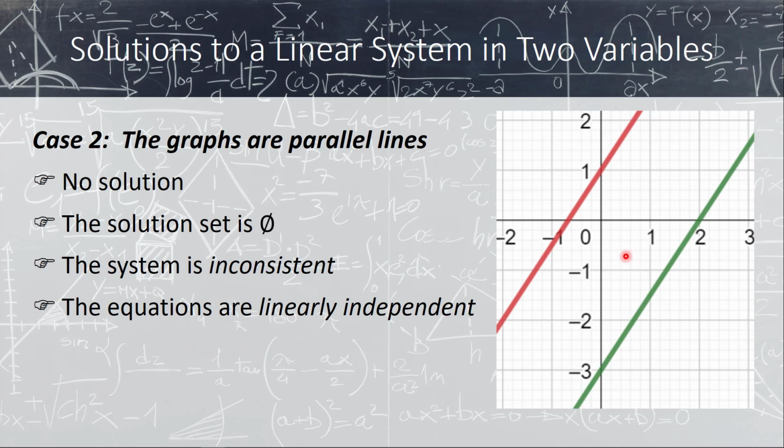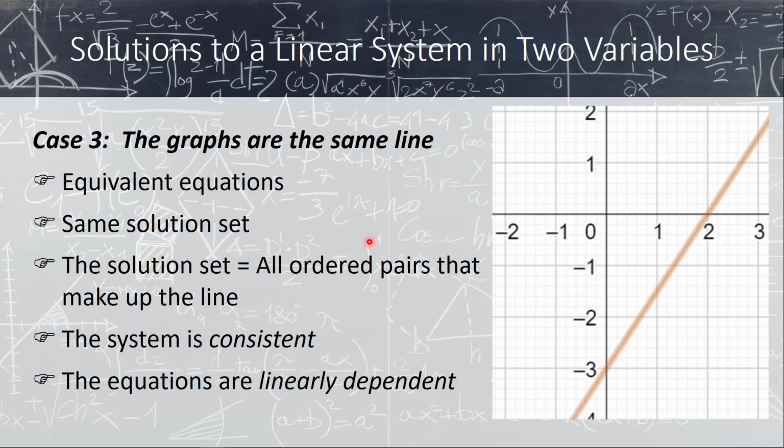What about the case where you actually have two parallel lines? Well, in this particular case, the lines will never intersect, therefore there is no solution. We say that the system is inconsistent, however, the lines are still linearly independent.